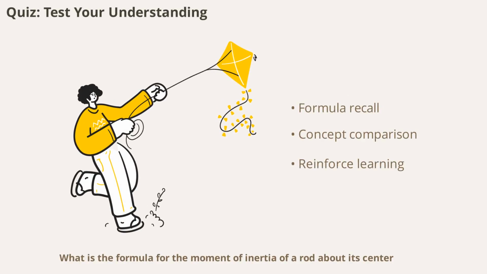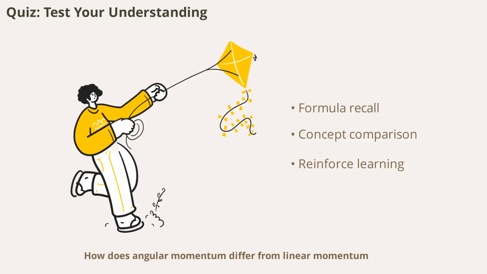What is the formula for the moment of inertia of a rod about its center? How does angular momentum differ from linear momentum? These questions help reinforce the key points covered in this chapter.